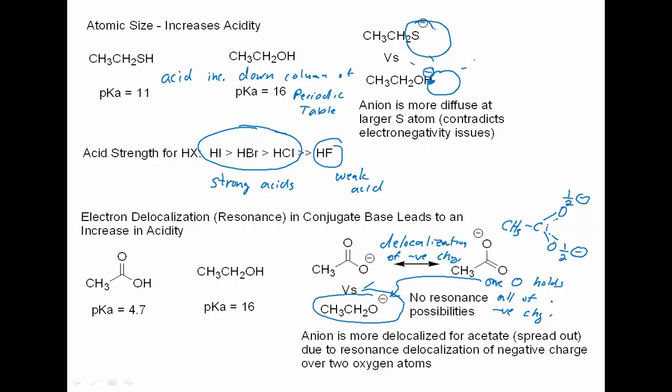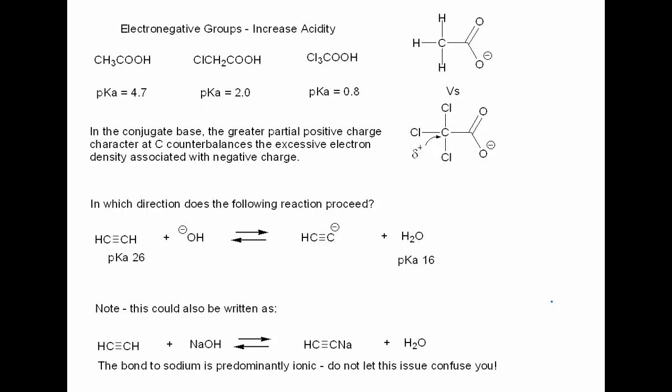So acetic acid is a more acidic compound because when you remove the proton, it leaves behind a much more stable anion. And that accounts for the higher acidity of acetic acid.